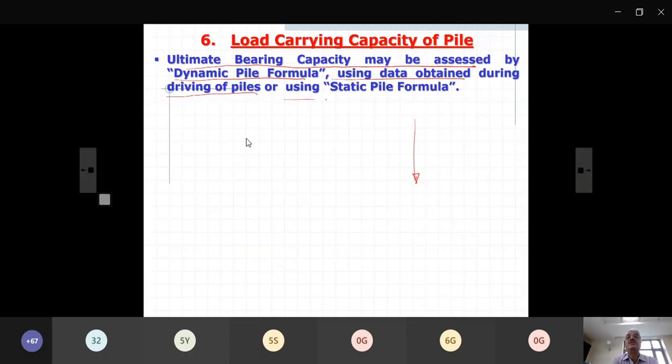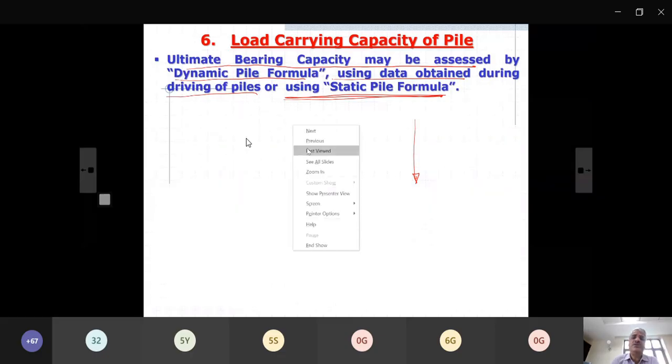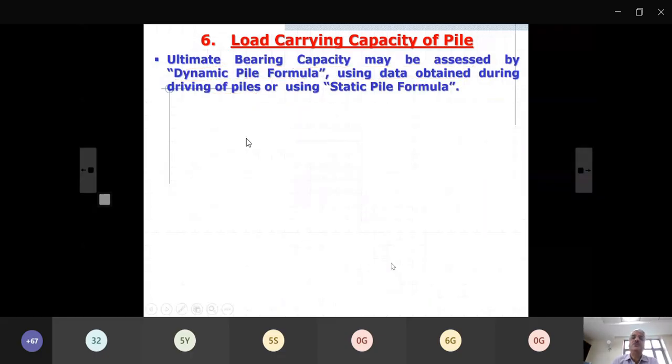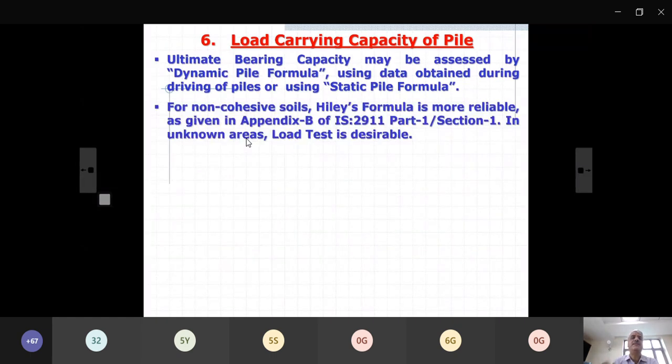Or you can use static pile formulas also. There are some static pile formulas you will see. There are many, not just one. Using those static pile formulas also you can find out the load carrying capacity. Nowadays, of course, there are various finite element based software which give you the pile capacity. Very simple software is available. Even in the Geo5 package which we have, there is a software for piles.